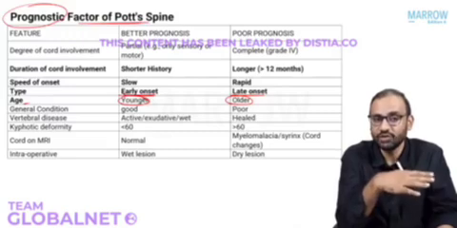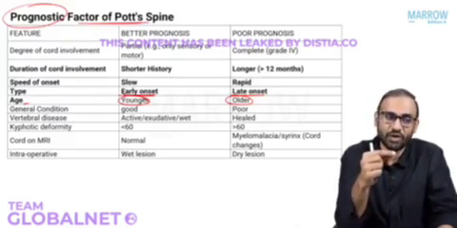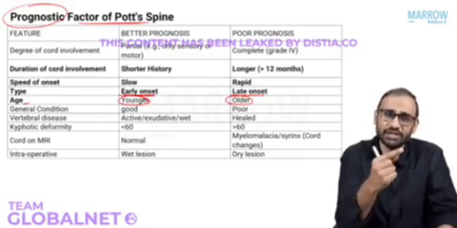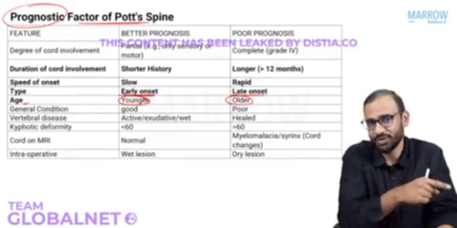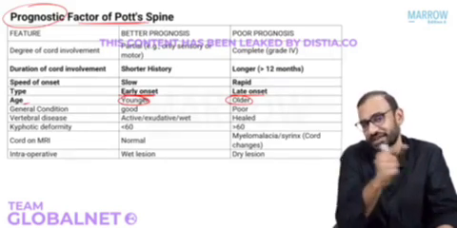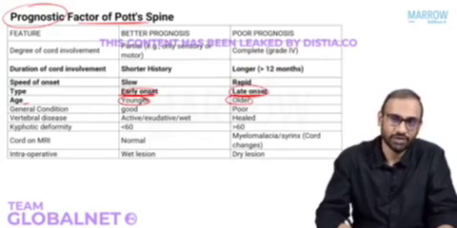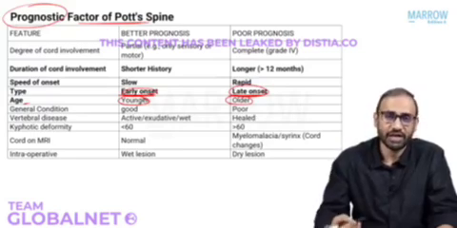So if there is a compression of the spinal cord because of granulation tissue, on treatment of tuberculosis this granulation tissue will go away. So the compression will go away. That's why it has a better prognosis compared to the bony compression that occurs later on in the disease. Right? So early onset has a better prognosis compared to late onset.